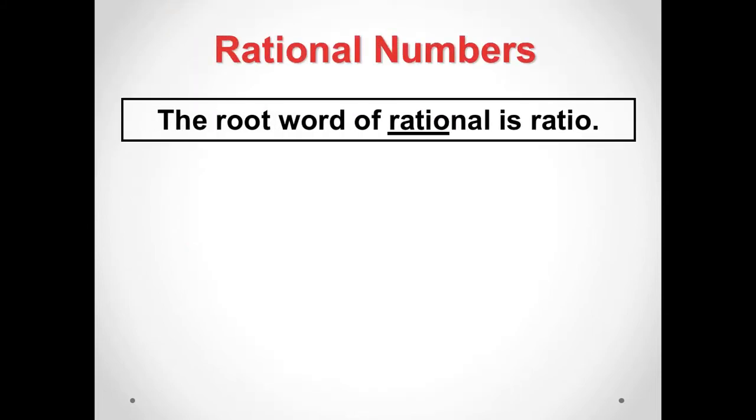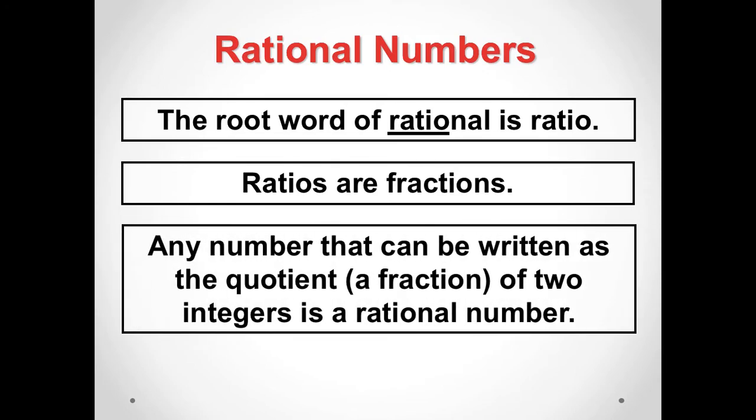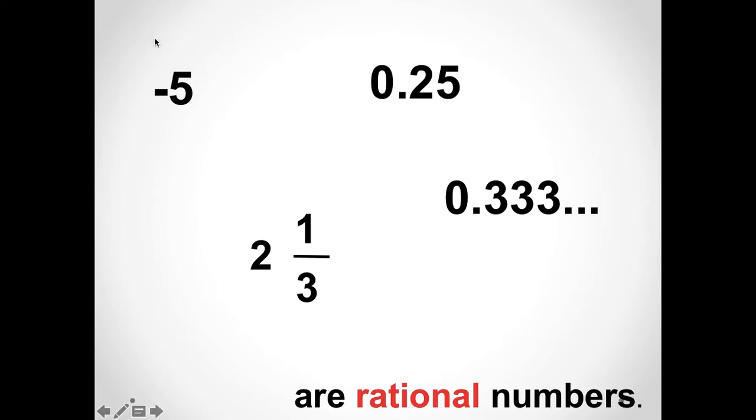Rational numbers, if we take the root word of rational, it is ratio. And ratio means fractions. Any number that can be written as the quotient, a fraction, of two integers is a rational number. For example, negative 5, 0.25, the mixed number 2 and 1 over 3, 0.333, the repeating decimals. These numbers are called rational numbers.